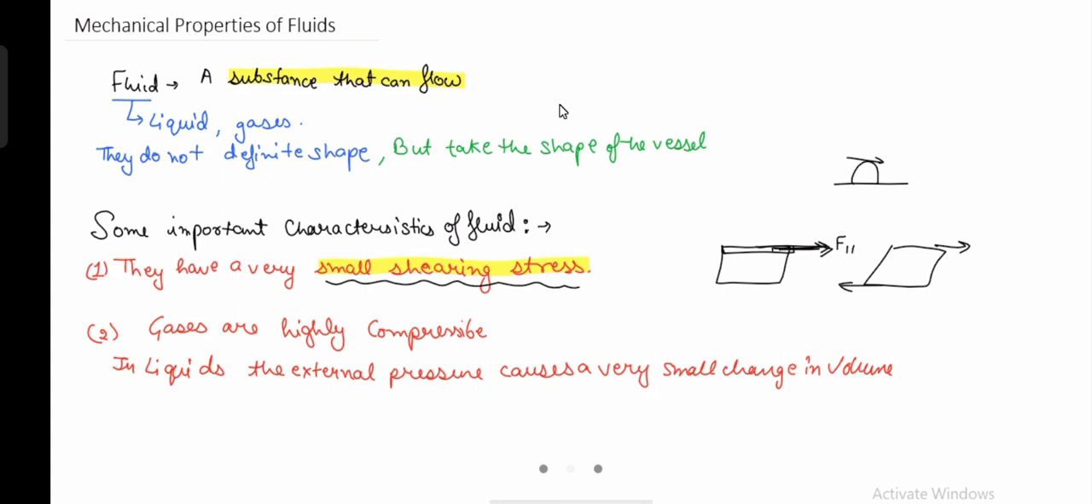Then, gases are highly compressible because there is a large interatomic distance between the gas particles, so they can be compressed and come closer. In the case of liquid also, when you apply some pressure, the volume will change, but not as much as that of gases. Gases are very highly compressible, while liquids also get compressed in the presence of external pressure, but not as much as gases.